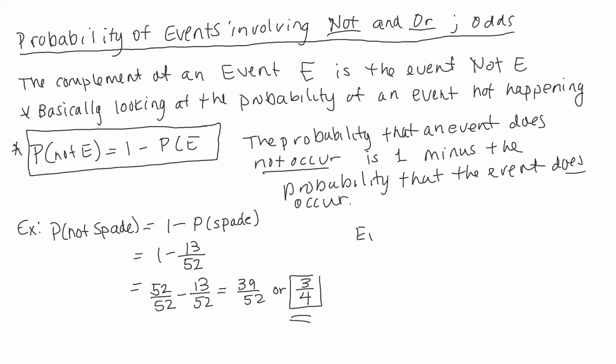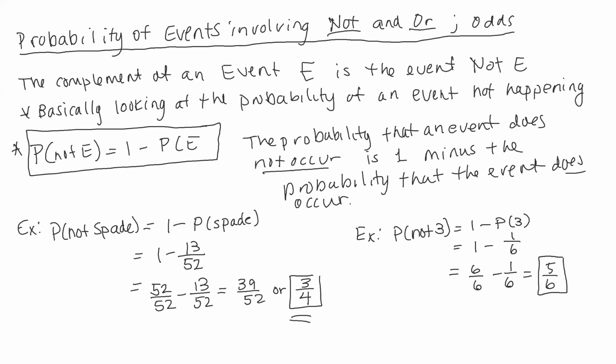Okay, let's look at another example. So you roll a die, find the probability of not rolling a 3. Well, it's 1 minus the probability that you do roll a 3. So how many ways in a fair 6-sided die could you roll a 3? Well, 1 out of 6. So we basically get 6/6 minus 1/6, which gives us 5/6. And that should make sense. If 1 out of 6 sides of the die is a 3, that means 5 out of 6 sides of the die would not be a 3. Okay, so make sure you understand how to do the not probabilities. It's just 1 minus the probability that the event does occur.